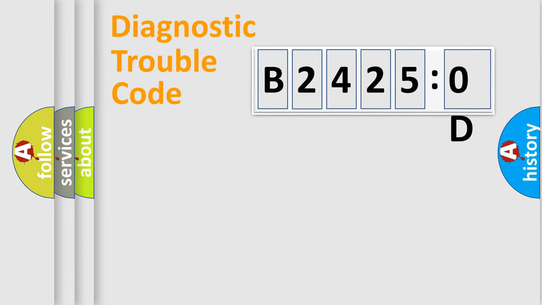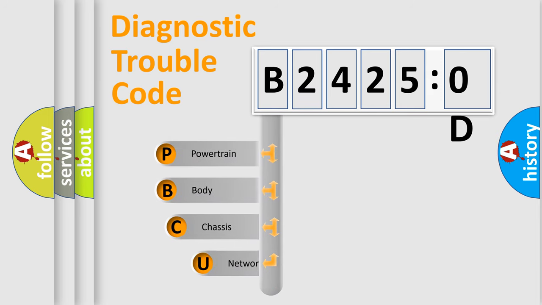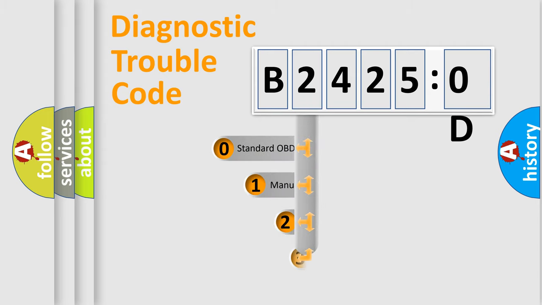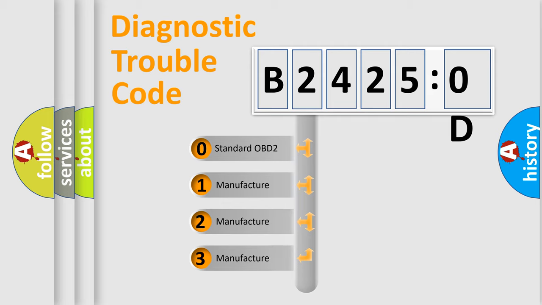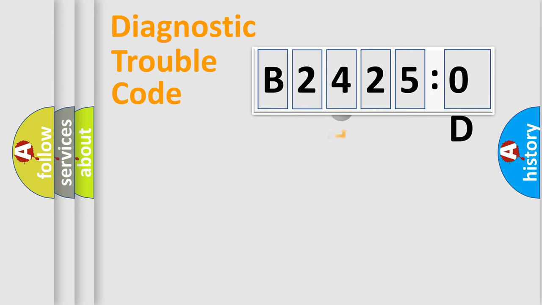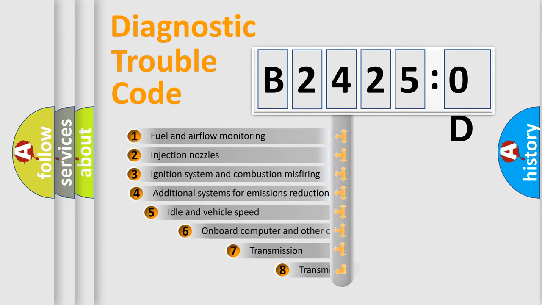Let's do this. First, let's look at the history of diagnostic fault code composition according to the OBD2 protocol, which is unified for all automakers since 2000. We divide the electric system of an automobile into four basic units: powertrain, body, chassis, network. This distribution is defined in the first character of the code. If the second character is zero, it is a standardized error. In the case of the numbers 1, 2, 3, it is a manufacturer-specific error.